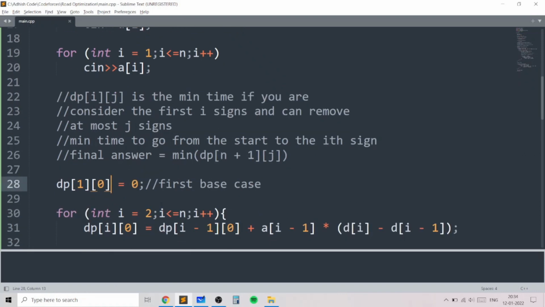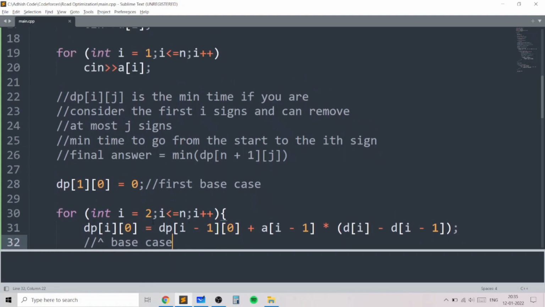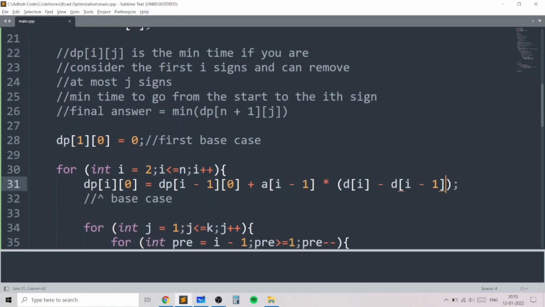And then for all i going from 2 to n, so when i is 1 we are done over here. For all i going from 2 to n, the above thing is a base case, which is what I explained in the whiteboard. So you should check out the whiteboard in case you don't understand why we are adding dp[i-1][0] and we are adding the speed multiplied by the distance. So that's how we get the base case.